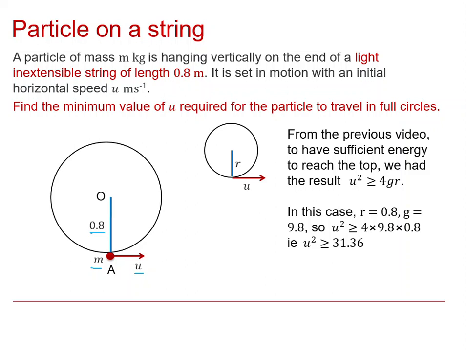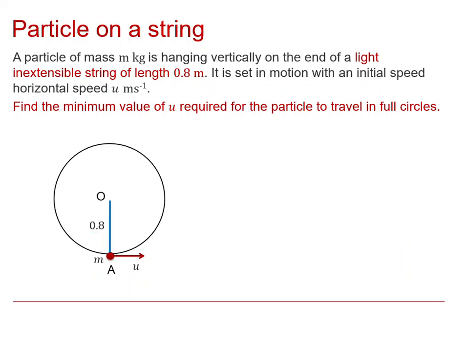To remind you, that really boils down to saying that the kinetic energy at the bottom has got to be equal to the potential energy gained by the time you reach the top. So you're saying what u has got to be for v equals 0 at the top, where v is the speed at the top. Now in this case it's a bit more complicated, as we shall see.